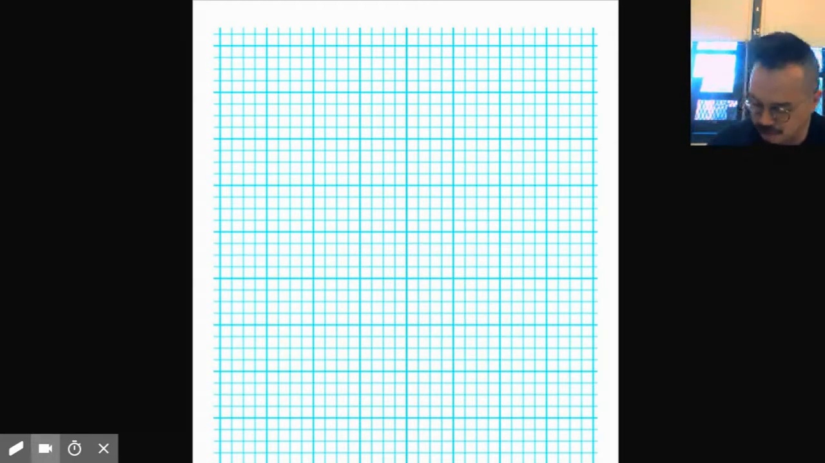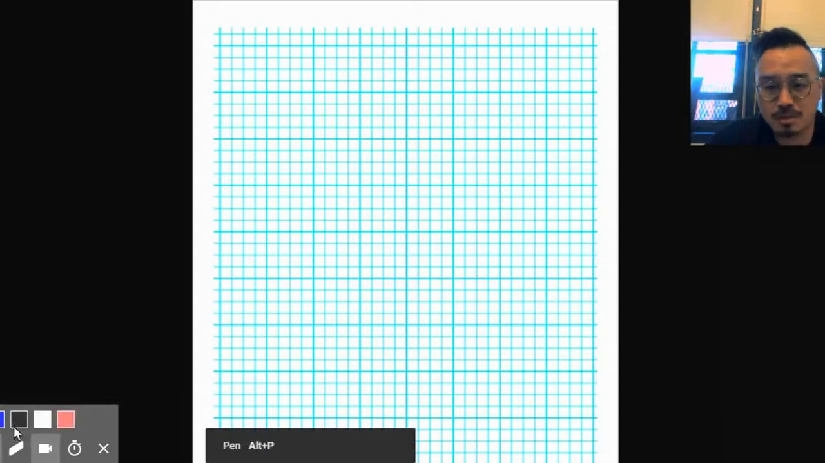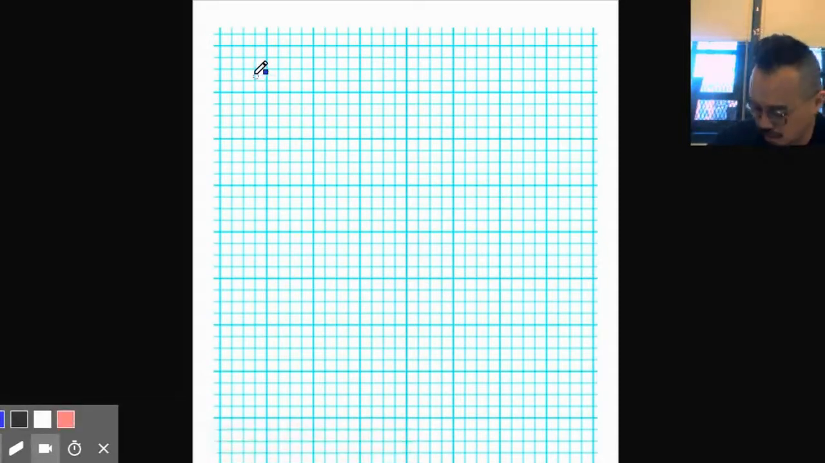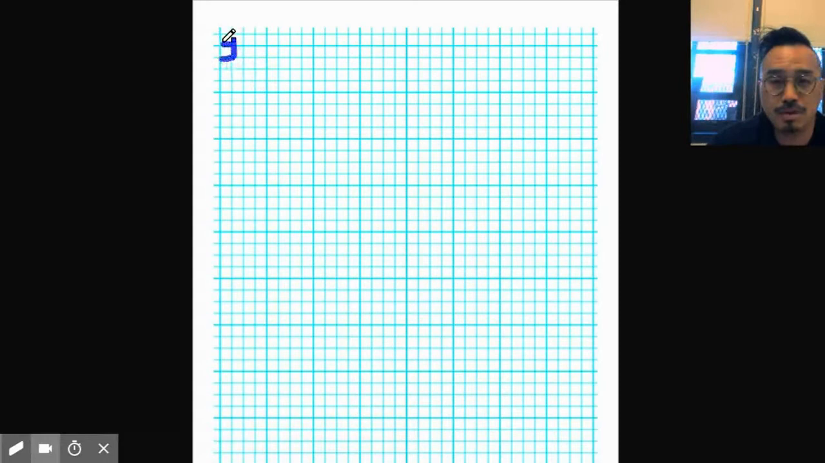Now tonight's homework is page 72, numbers 33 to 40, which is the distributive property. If you're trying to show work, just draw the arrows to show that it was distributed.